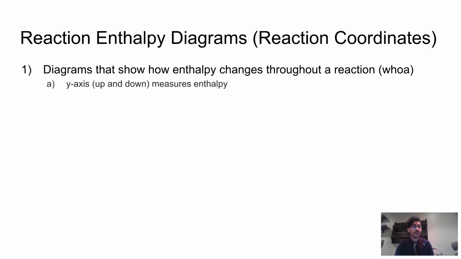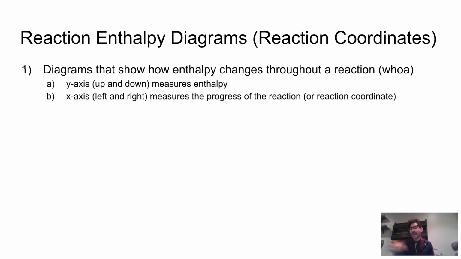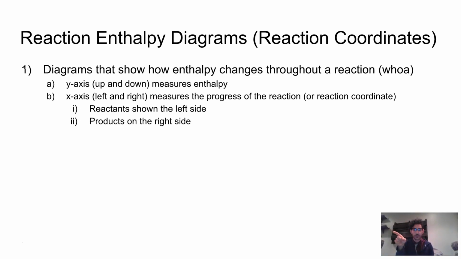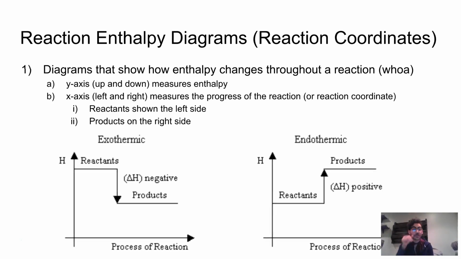Whoa, that's pretty cool. So our y-axis, the up and down, is going to measure enthalpy, or sometimes it's shown as energy for heat energy. And our x-axis, the left and right, is going to show the progress of the reaction, sometimes called the reaction coordinate. And so our reactants are going to appear on the left side, and our products will appear on the right side. So kind of like how we read things. We start with our reactants, and on the other side are our products. Neato.